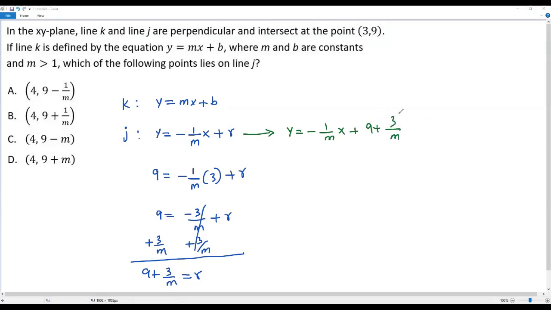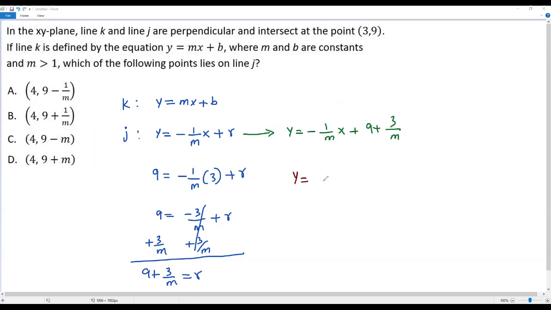Now I got the equation of line J over here. Now in the given answer choices, I have to find the point which lies on line J. Now when I go over the points in the given answer choices, in each point we have the same x coordinate, that is 4. Okay, now I'm going to plug in 4 for x over here in the equation of line J, because I have 4 as the x coordinate in each of the four answer choices.